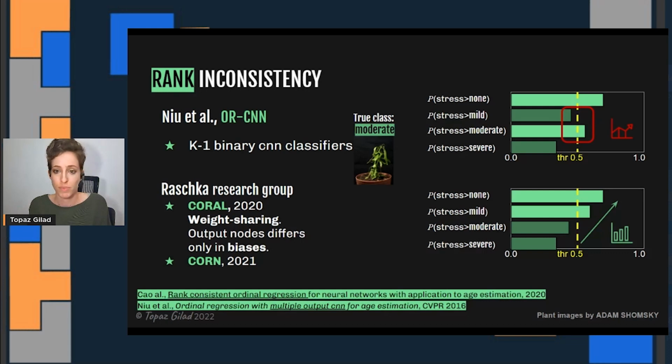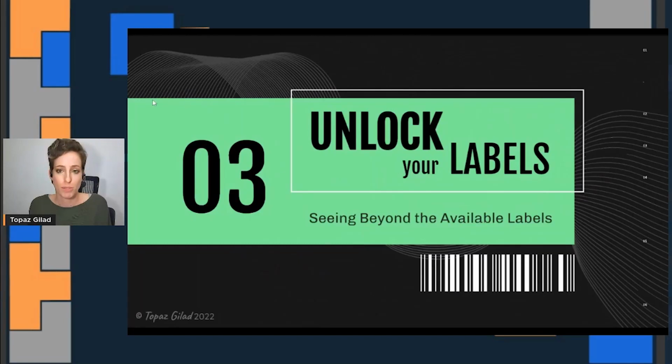limits the network capacity. Later on, in the Korn paper, they reduced the weight sharing limitation by introducing basically the chain rule and introducing the conditional probability training sets. But in the next chapter of our talk, we will see beyond the available coarse labels.